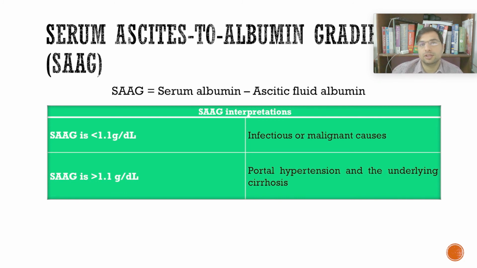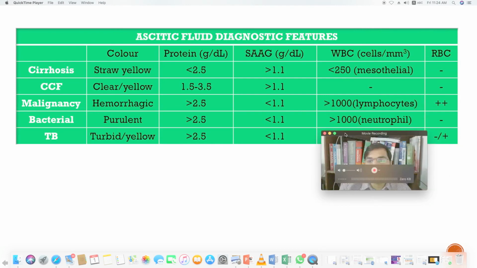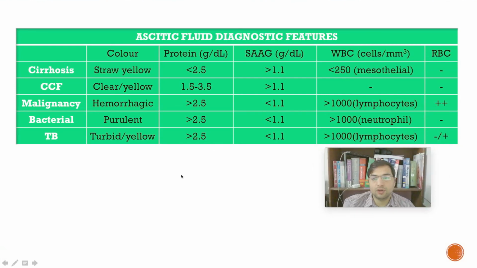What is the cause? Whether that cause is because of the liver, like cirrhosis or malignancies, or because of the heart, like congestive heart failure, or because of infection, for example peritonitis, pancreatitis, or tuberculosis infections. So based on the investigations, we can find out the cause.